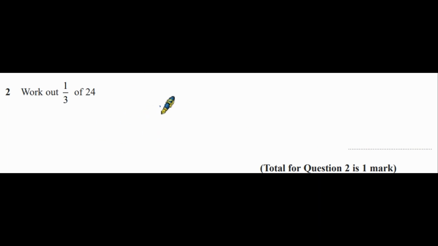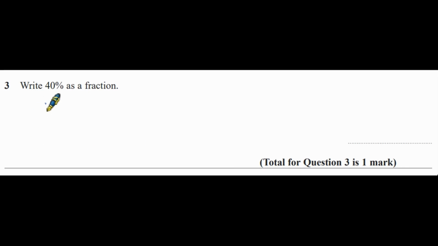Question 2, work out 1/3 of 24. The way we work out a third of something is to divide it by 3. How many 3's are there in 24? There are 8, so a third of 24 is 8.